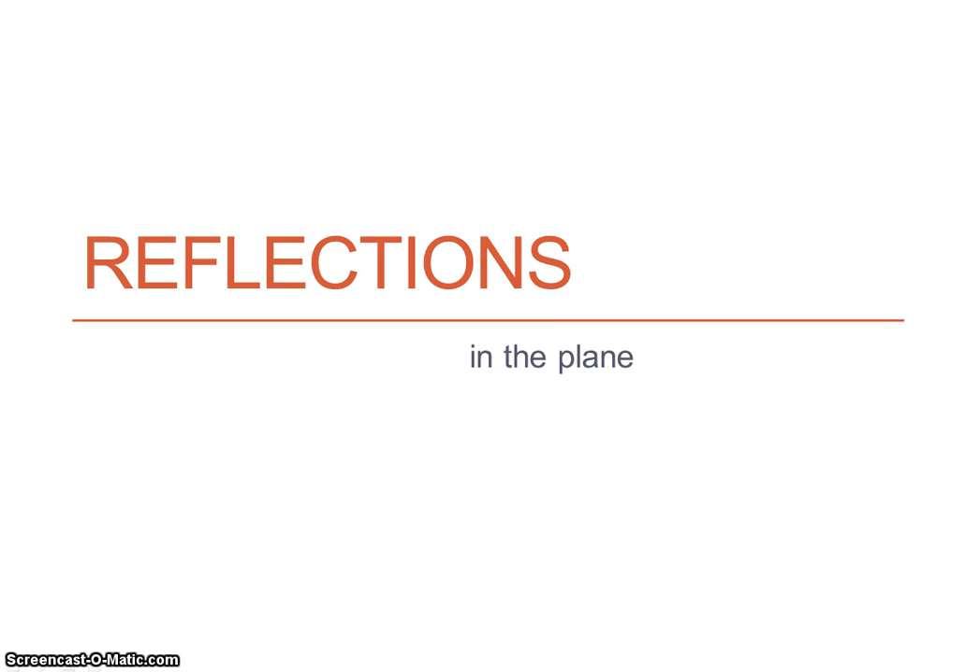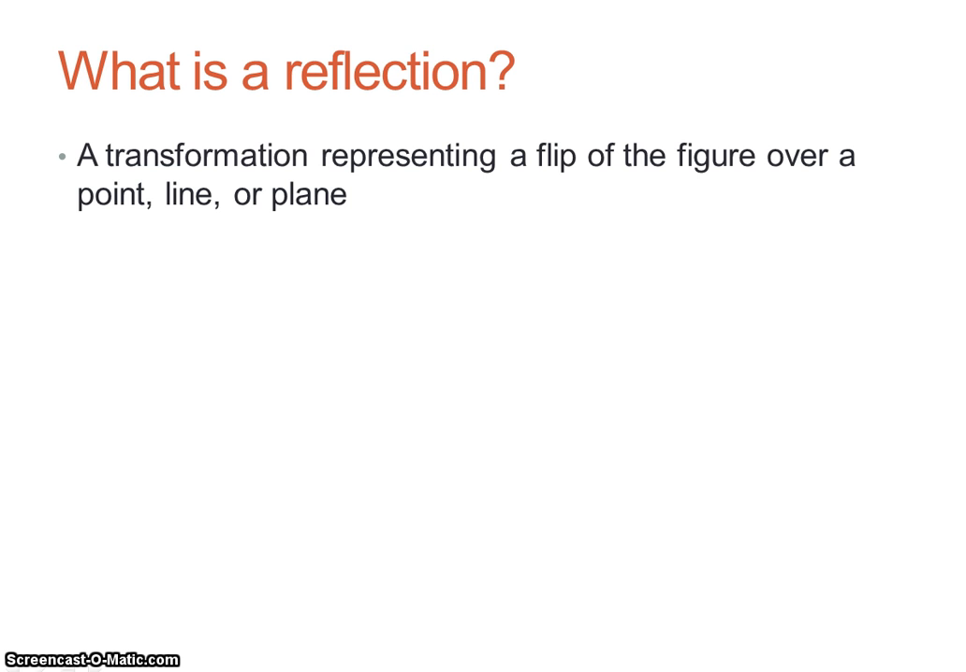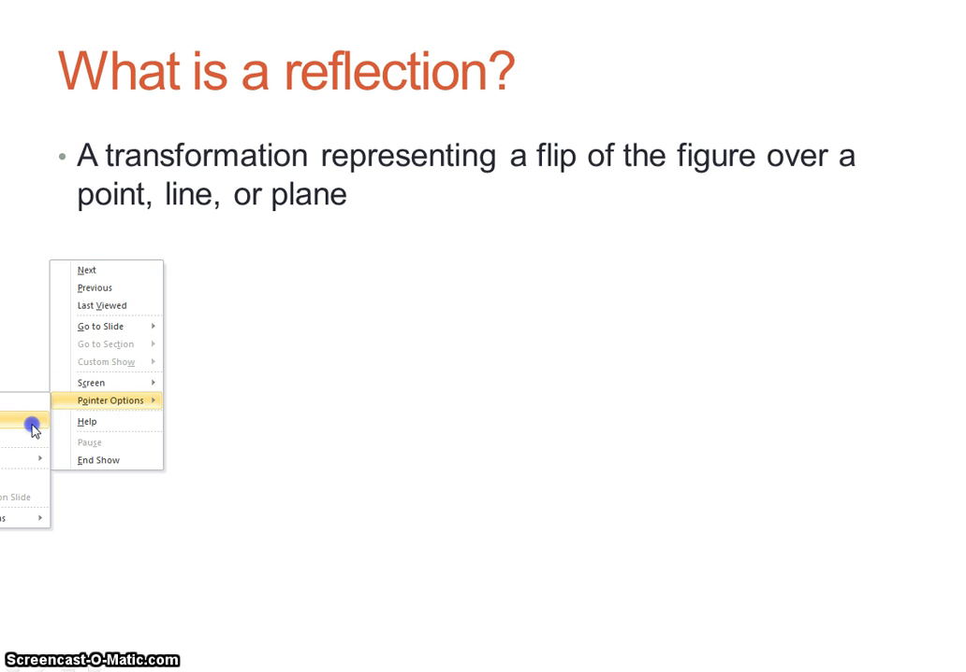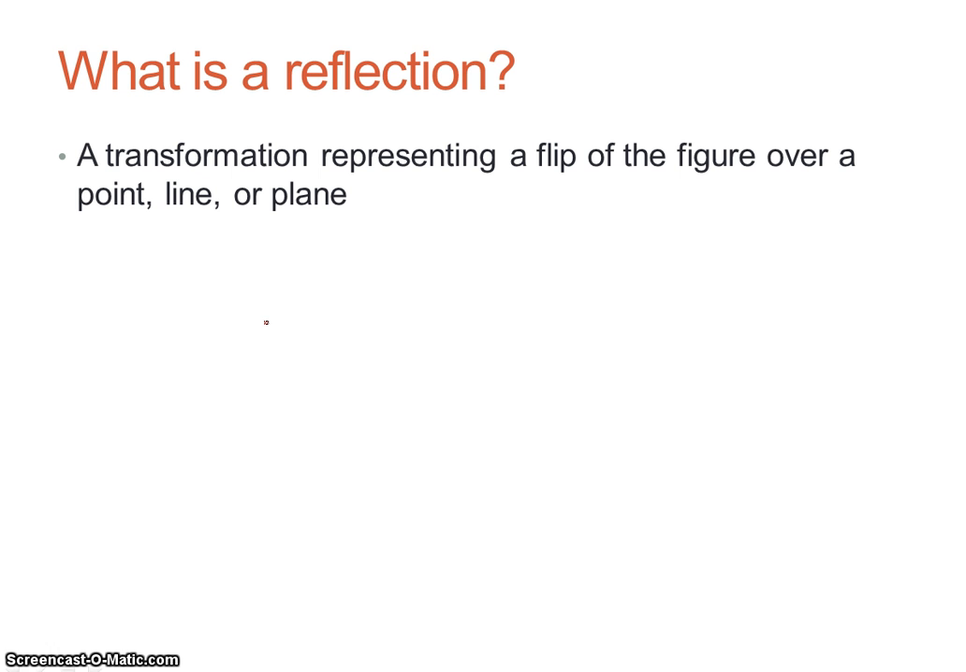Our next topic will be reflections in the plane. So what's a reflection? A reflection is a transformation representing a flip of the figure over a point, line, or plane. If we were to look at a point and we wanted to reflect that point over a line, we need to make it flip to this side with the same distance between the point and the line. So whatever distance this is has to be over here before we put our point.